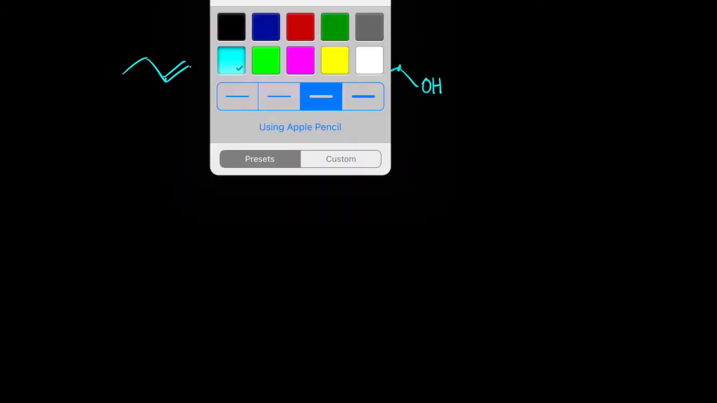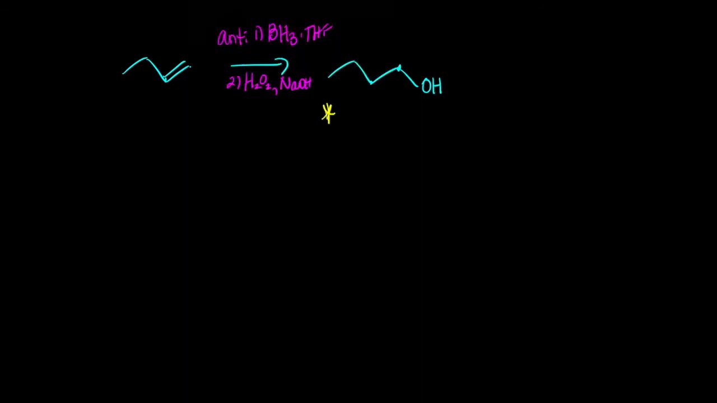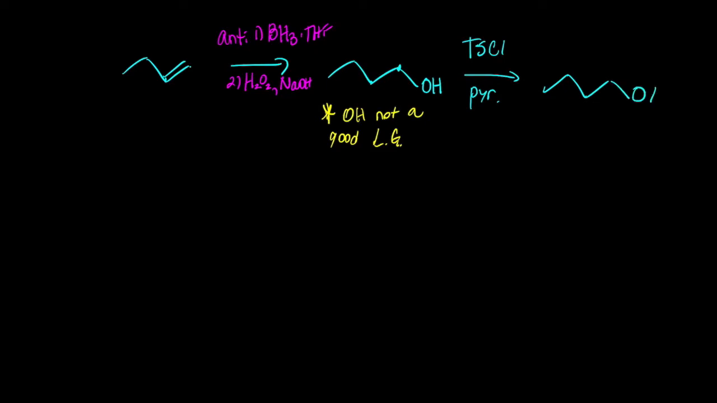Okay. Now I'm thinking back to chemistry with SN2 and stuff like that. The OH is not a good leaving group. So what I want to do is convert that to a good leaving group. I'm going to do so with toluene sulfonyl chloride and pyridine. And that will make OTs, which is a good leaving group right on that carbon.